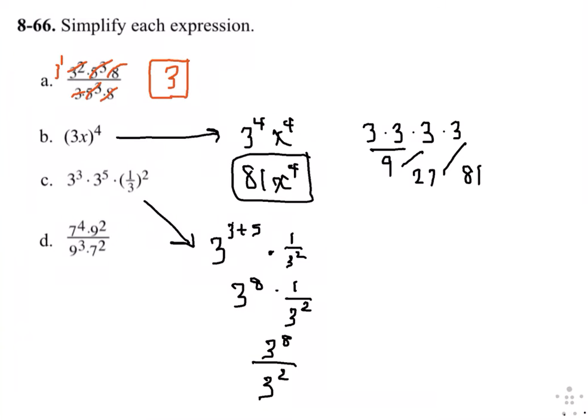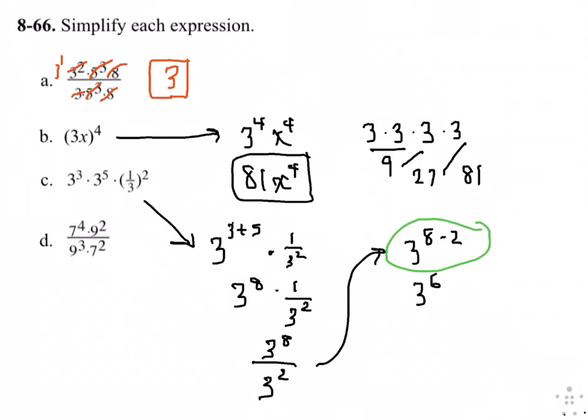And now we use our division property. I'll come up here. And we subtract the exponents, right? So this becomes 3 to the 8th minus 2, which is 3 to the 6th. And again, this step, let me just circle it. This step, I don't need to see that step, but it's useful for me to show you how to do it.